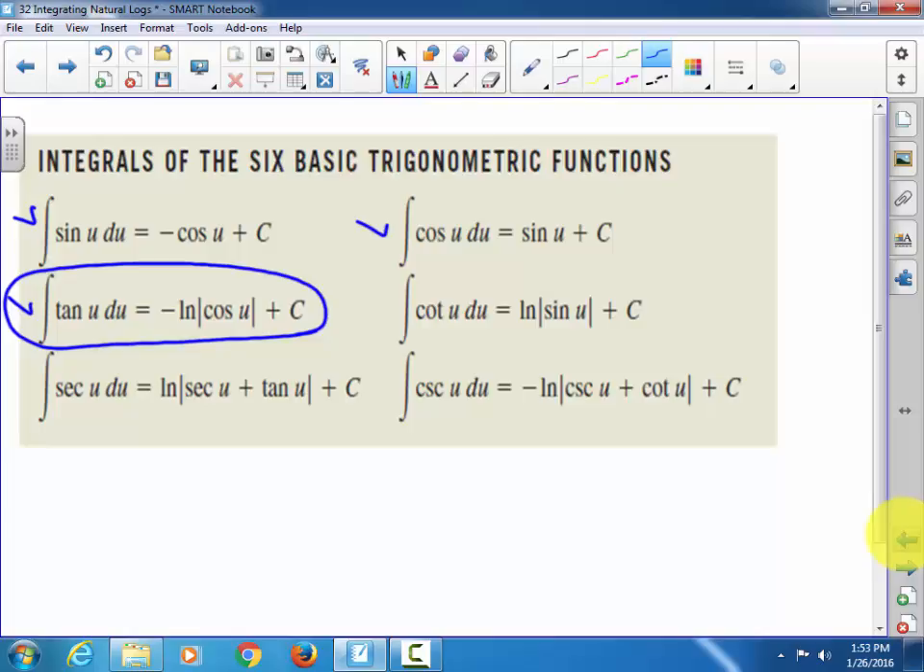The derivative of sec is sec tan, so the antiderivative of sec is the ln of sec plus tan. How about that? The derivative of cosec is minus cosec cotan, and the antiderivative is minus ln of cosec plus cotan. That may help you to memorize those if you choose to.